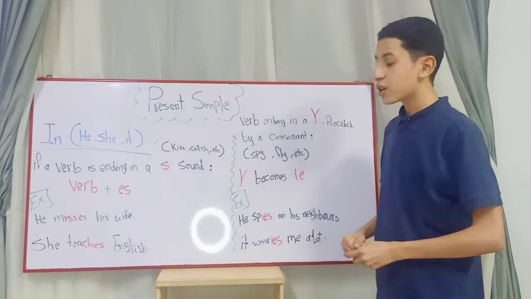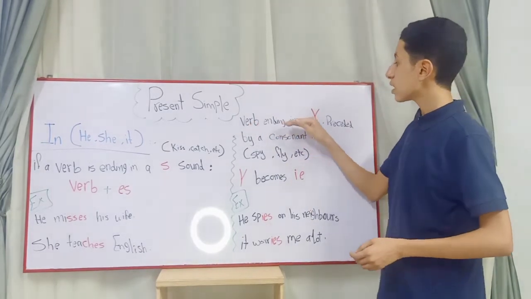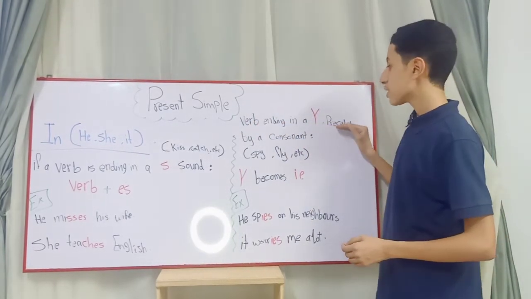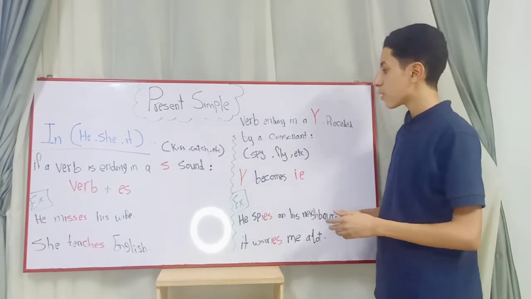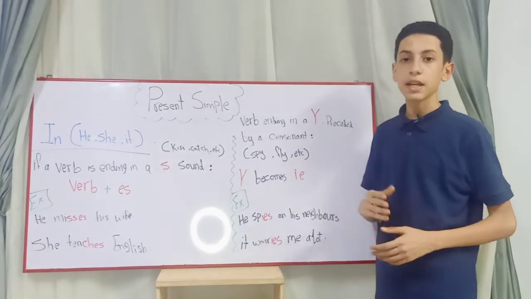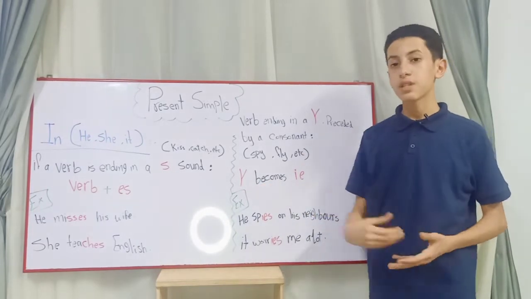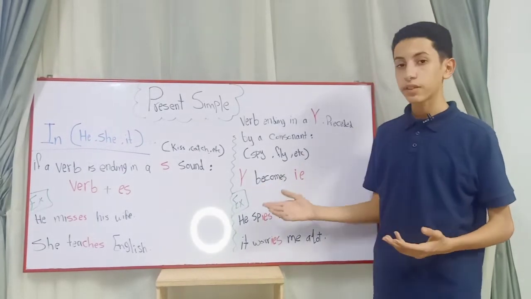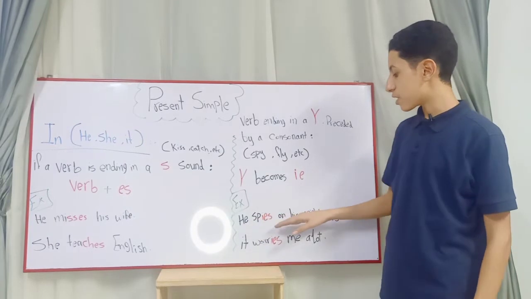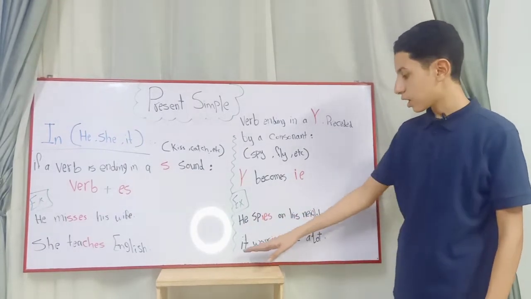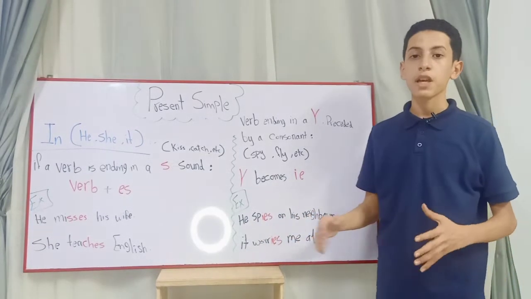And if the verb ends in a y preceded by a consonant, like spy, fly, etc., the y becomes ie. For example, he spies on his neighbors. It worries me a lot.